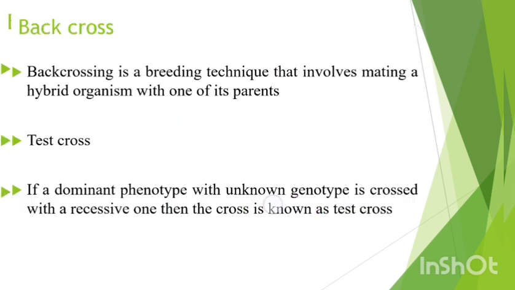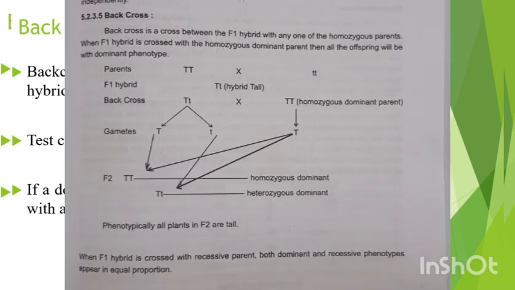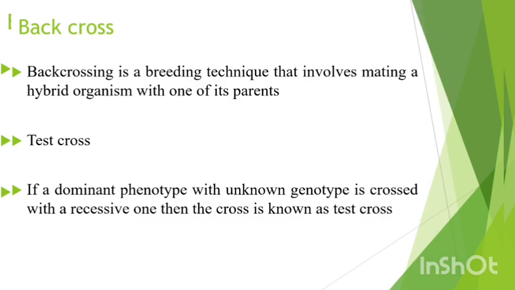Next, what is a test cross, what is a back cross? A back cross is basically the cross between an F1 hybrid and either of the homozygous parents. When the F1 hybrid is crossed with the homozygous dominant parent, all offspring will have the dominant phenotype. When the F1 hybrid is crossed with the recessive parent, both dominant and recessive phenotypes appear in equal proportion, as you can see from this diagram. Next is the test cross. It is a special kind of back cross where the F1 hybrid is crossed with the recessive parent.